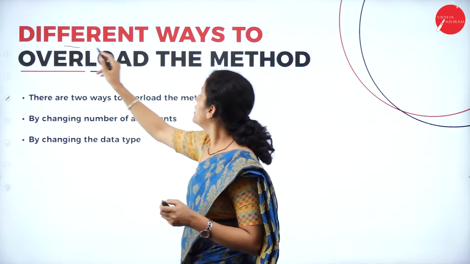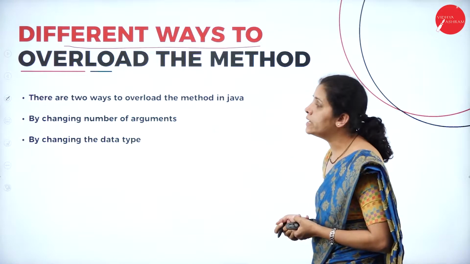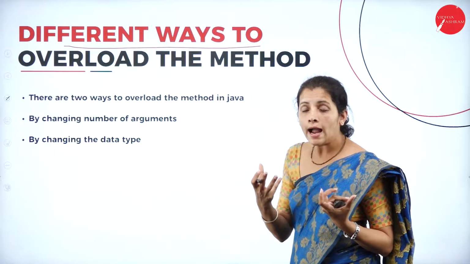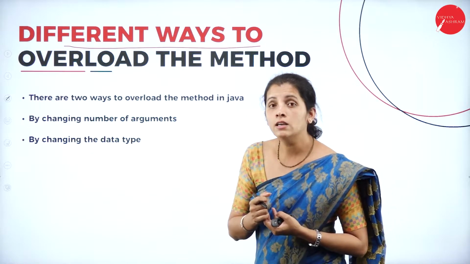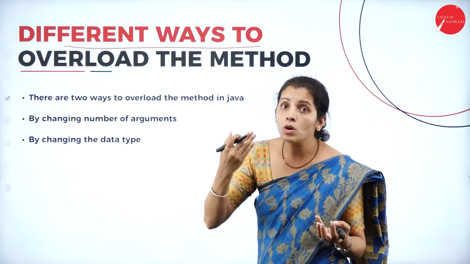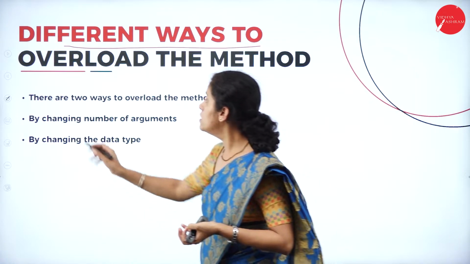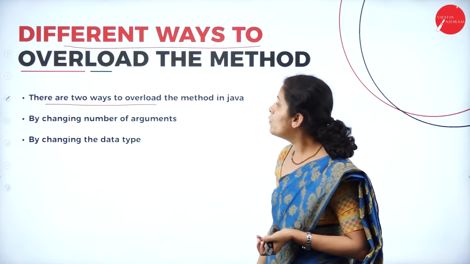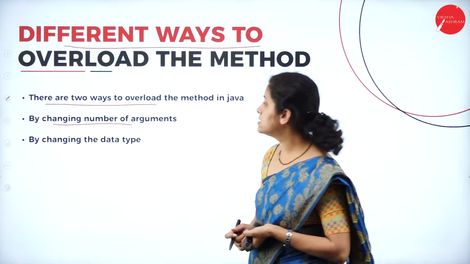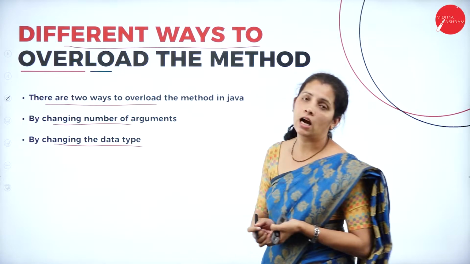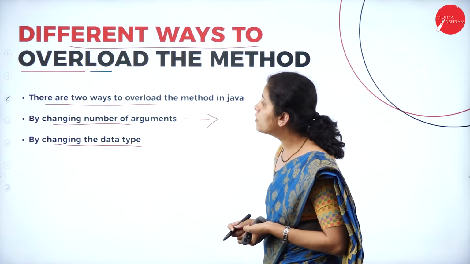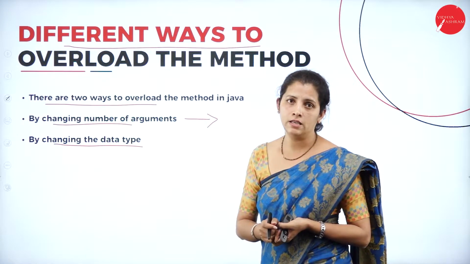Now, different ways to overload the methods. That means how can I overload a method? I know that method overloading is nothing but using the same function in my program more than one time. So there are two ways to overload the method. One is by changing the number of arguments and the other is by changing the data type. Let me write the example for changing the number of arguments.